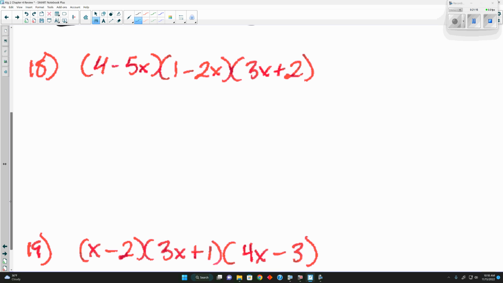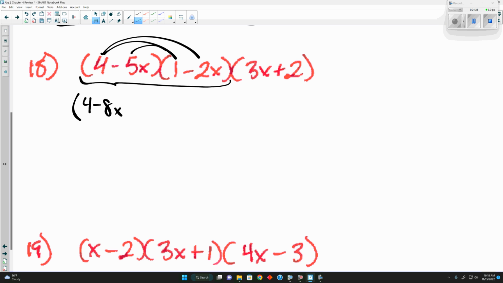18 and 19 really aren't any different. It's just that we've got to do it more than once. And it doesn't matter which ones we pick. So I could do these two here first. We can do 4 times 1, which is 4. 4 times negative 2x is negative 8x. Negative 5x times 1 is negative 5x. And negative 5x times negative 2x is going to be plus 10x squared. So we distribute the first one through. Just like we've been doing on the last few, same thing here. The next thing we would do is combine like terms.